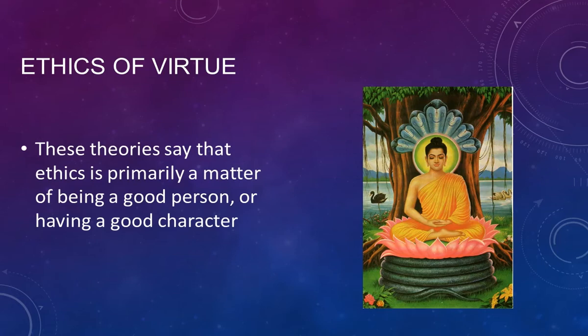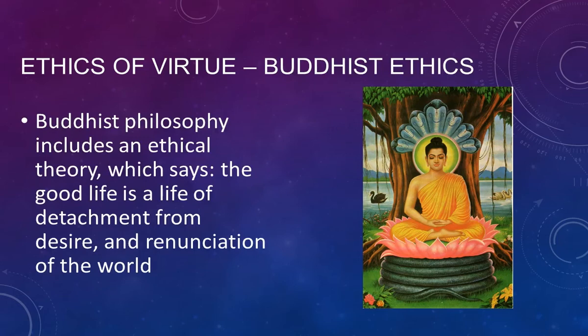Now, a couple of versions of this. Buddhist ethics, this is the Buddha. Buddhist philosophy includes an ethical theory. I think Buddhist philosophy is this vast, sprawling thing. It includes an ethical theory which says something like this. The good life, the life that you should want to live, is a life of renunciation and detachment. Right? So all suffering, according to the Buddha, comes from attachment to things, to temporary things which will inevitably be taken away from you. And the virtuous person is the person with the least level of attachment.